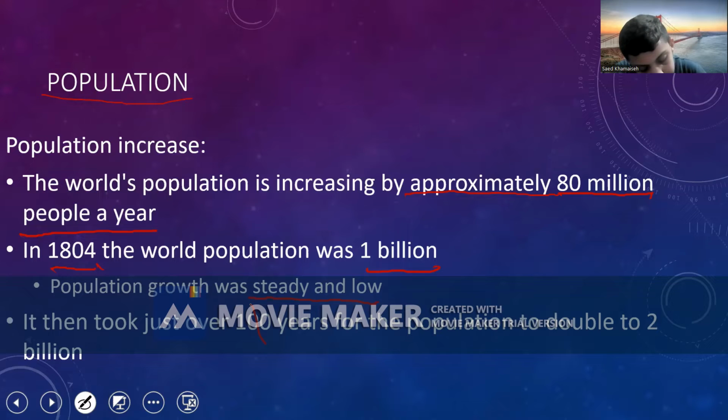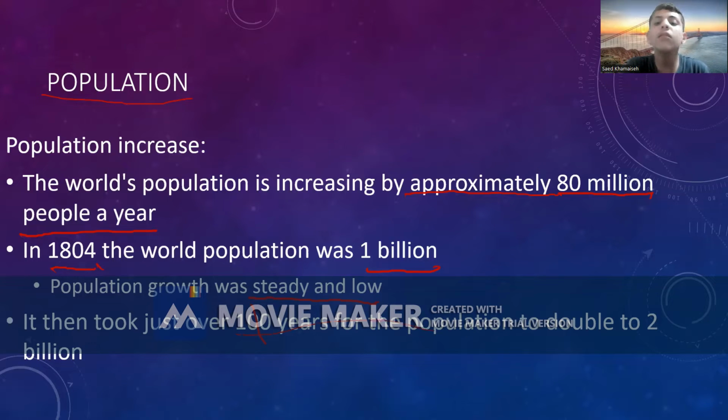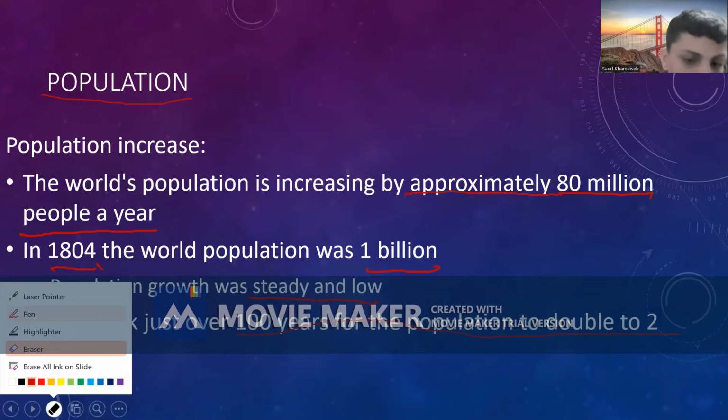But then it took 100 years for the population to double to 2 billion. That is all. Then let us go with the pen.